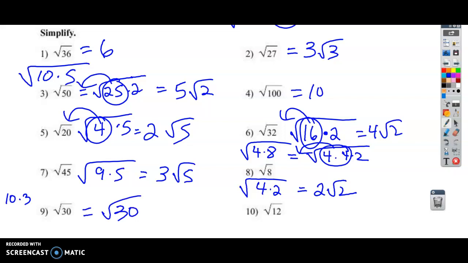Now 12, we could do 6 and 2, but neither one of those numbers is a perfect square. What about 3 and 4? And pull the 4 out, so that's just 2 root 3.